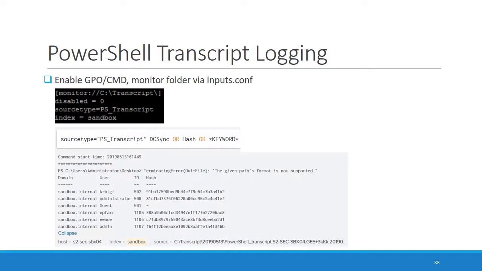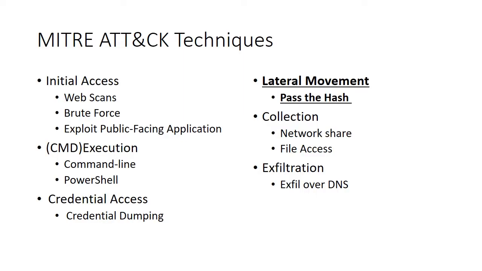If PowerShell transcript logging is enabled, we're able to see the output from every PowerShell command as it was displayed to the user. Now at the top, we see a stanza from our inputs.conf monitoring the directory that we specified for our transcript logs. Because transcripts aren't parsed as well as some other sources, we do have to run keyword searches. So here we're looking for DCSync or hash, which returns the output from DCSync, confirming that the attacker has access to these hashes.